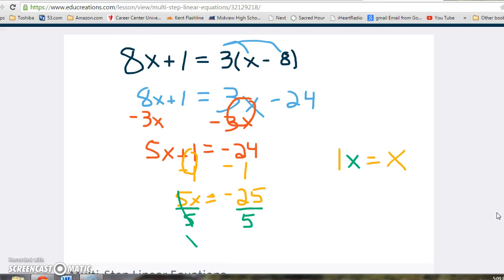So now we just have our x over there. So, lastly, negative 25 divided by 5 is negative 5. So remember, it takes 2 negatives to make a positive.